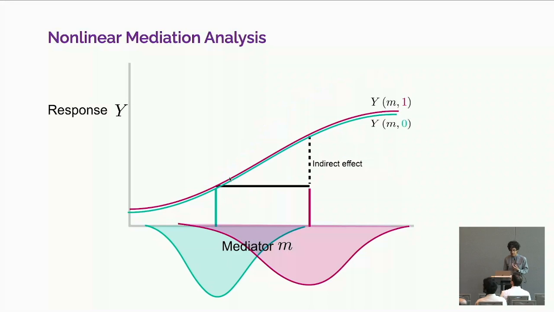What is an indirect effect? Here, there's actually no direct effect. For any given value of the mediator, there's no difference between treatment and control. But what's happening conceptually is this treatment is increasing the typical value of the mediator.